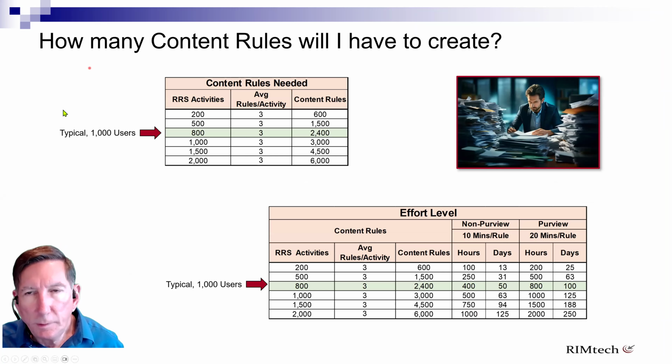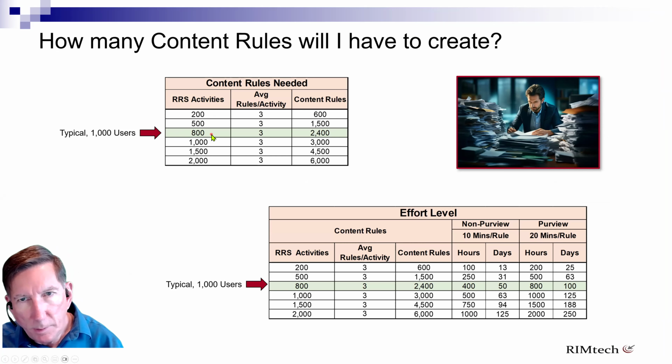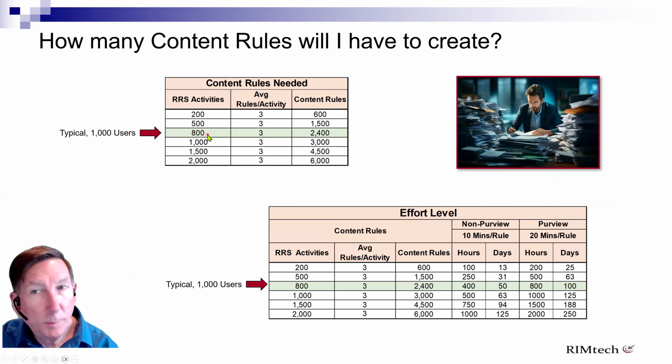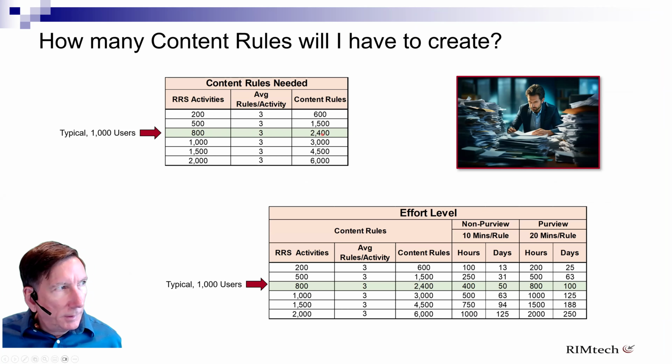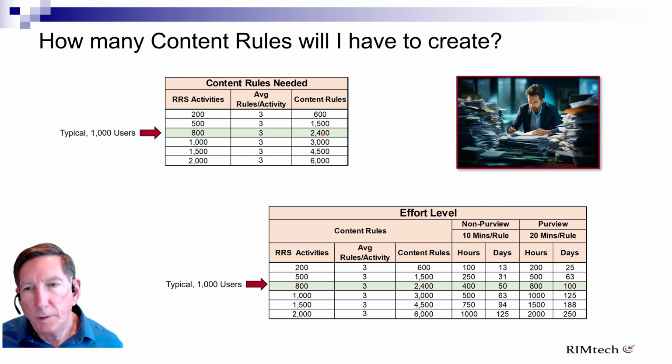So here's where we come up with the number 2400. If you have 1,000 users, which is kind of my bell curve average, and 800 categories, which would be appropriate for an EDRMS, then that would mean you would be making 3 of these rules per category, which is 2,400. So you've got to ask yourself this question, and this is a little bit frightening, but you need to know this. How long will it take me to create one of these content rules?